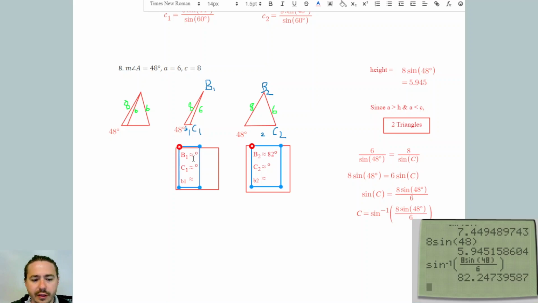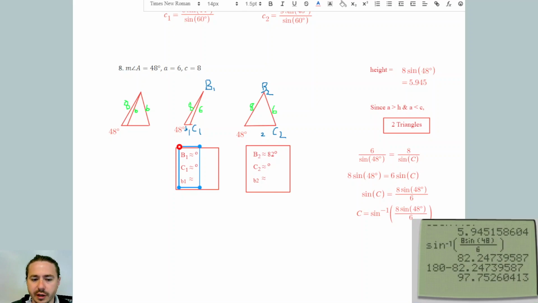And then to find the other one, we're going to subtract that from 180, like we talked about before with the isosceles triangle, we can reason our way through that. And so the other B is going to be about 98 degrees.